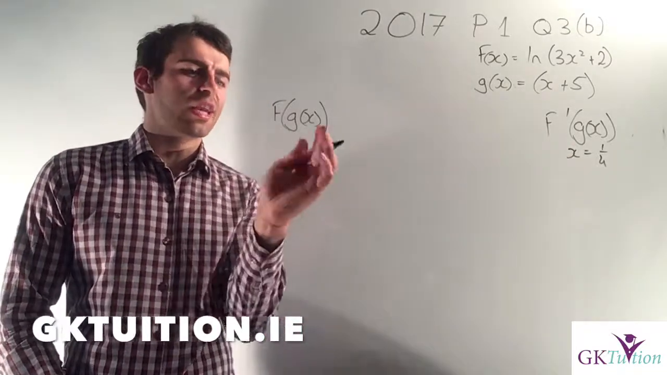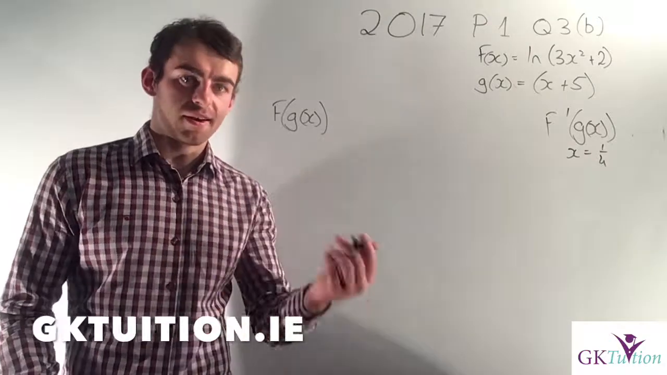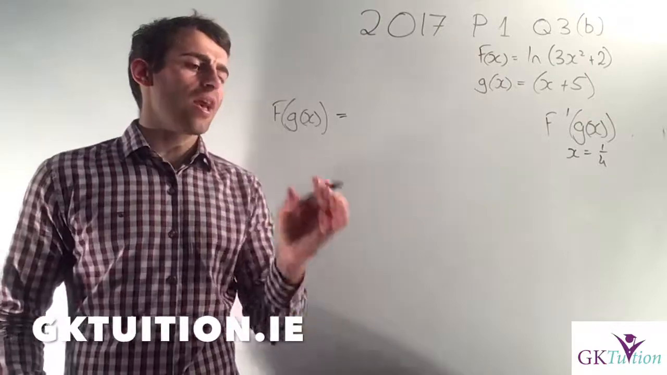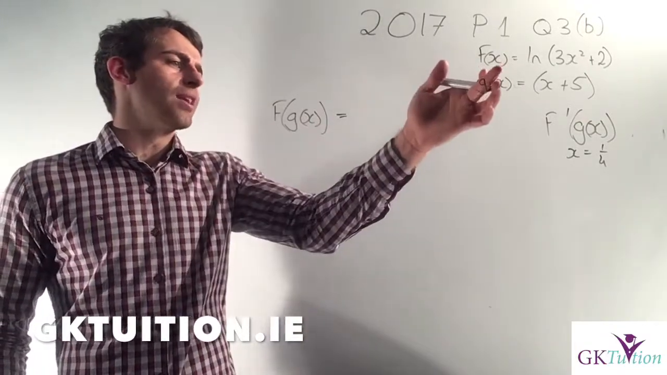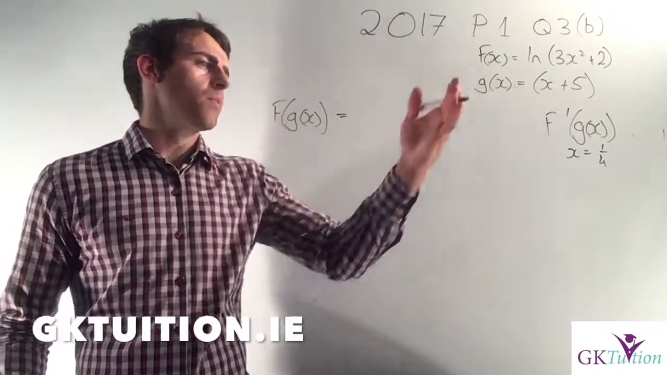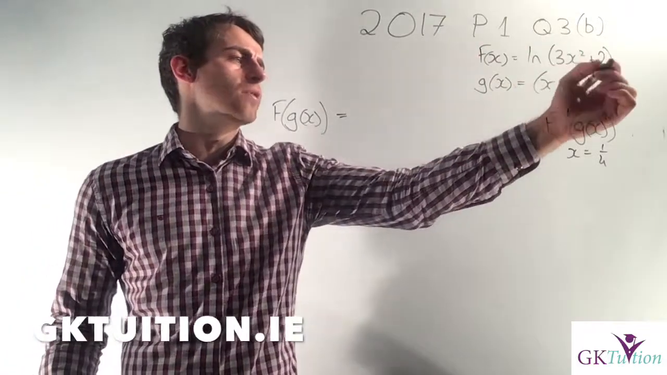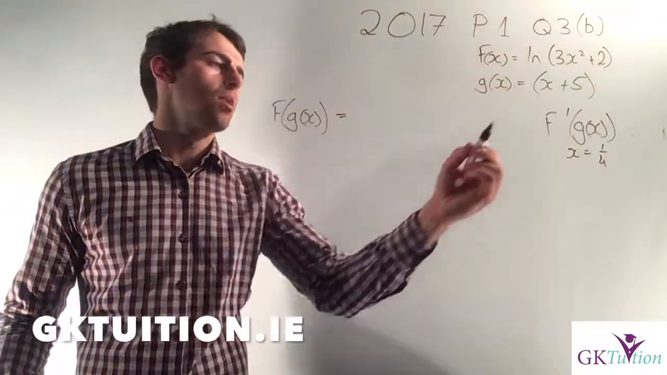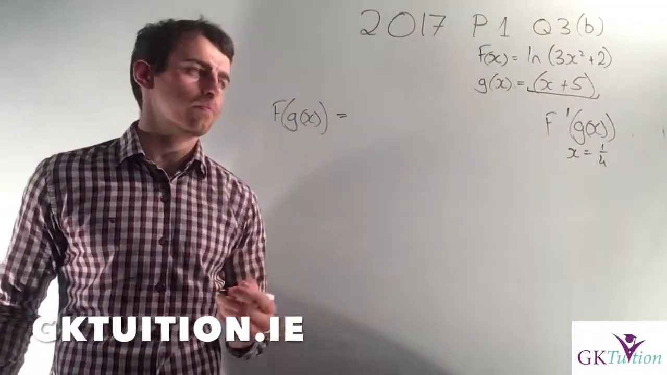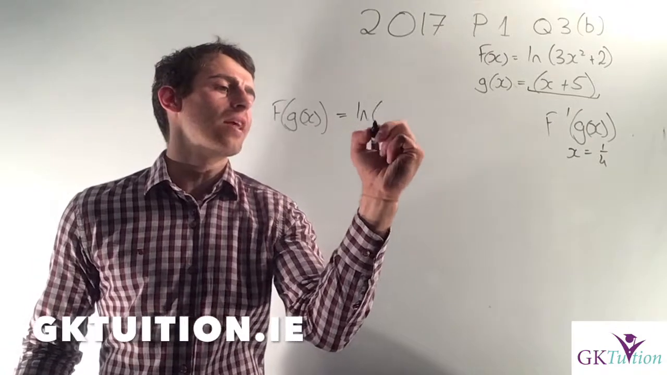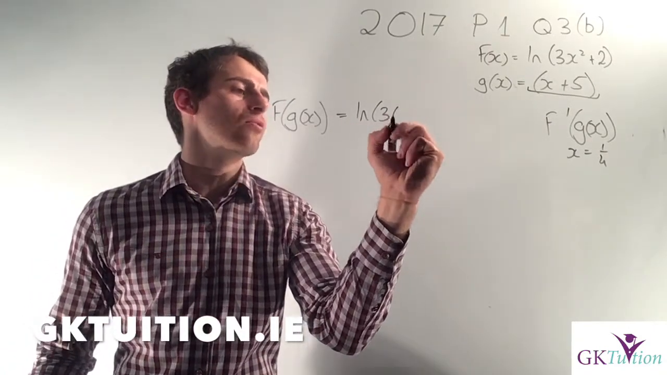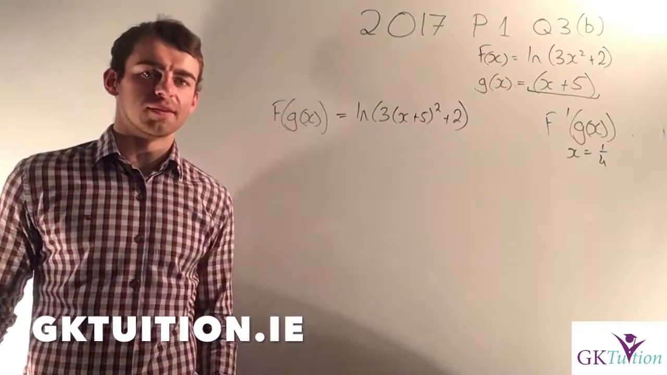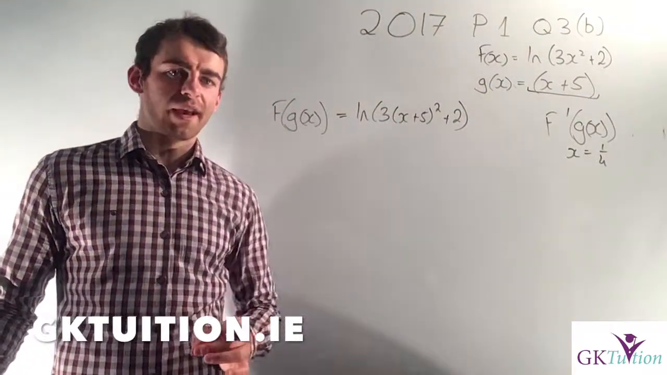Clearly the first thing I need to do is actually find f of g of x. Then I can get its derivative. So if I know f of x is this, f of g of x, well, instead of the x I've just subbed in g of x. So I'm going to rewrite the right hand side of this line, except everywhere there's an x, I'm going to sub in g of x, my g of x being x plus 5. So instead of ln(3x squared + 2), it's ln(3 times (x plus 5) squared, and then I've got a plus 2 at the end. So that's my f of g of x.